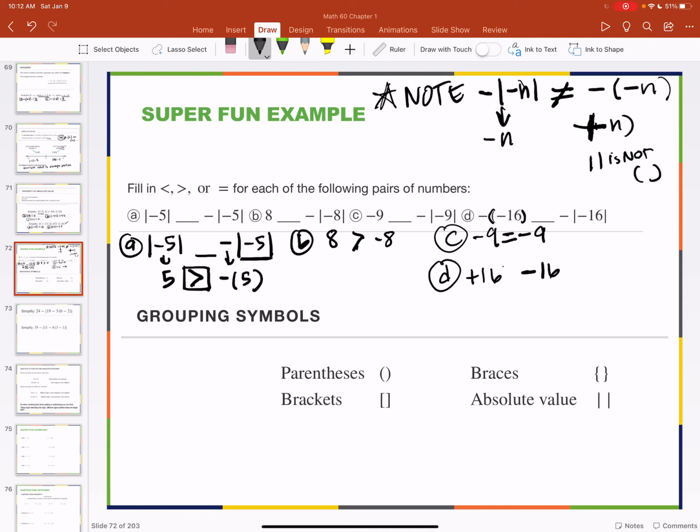So make sure you understand the difference. Just be very aware of this. Now we can add that to our grouping symbols: absolute value is considered another grouping symbol.